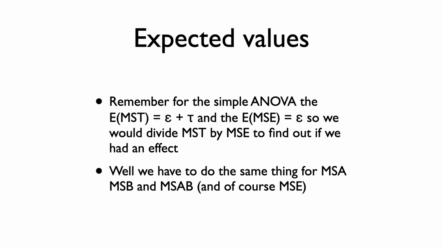So we're going to have to do the same thing here. We're going to have to do it for A, for B, for AB, and for mean squared error, and figure out the expectations. I'm going to tell you what they are. They used to actually have tables in the backs of books that told you how to figure out expected values of mean squares. They just don't have those anymore.